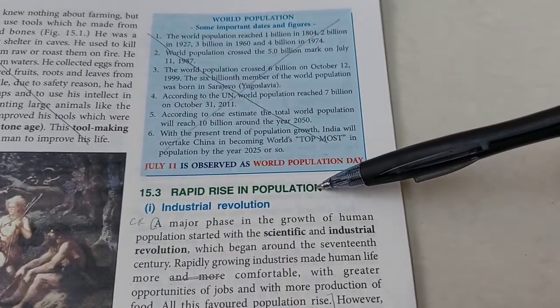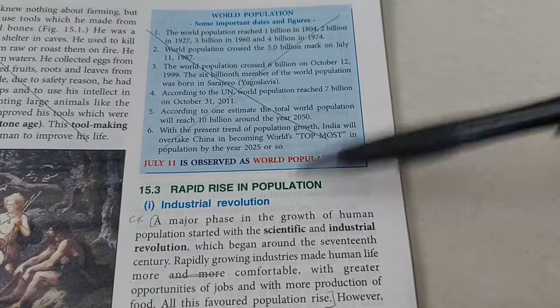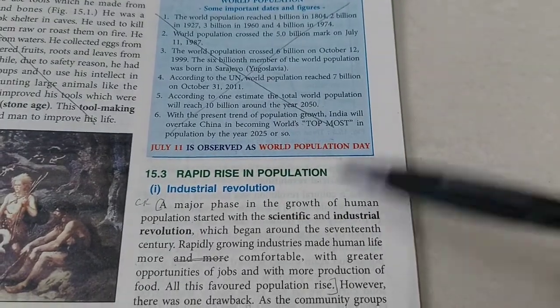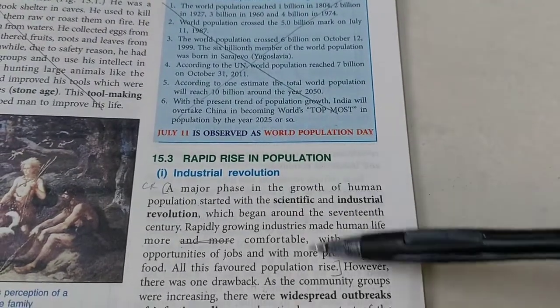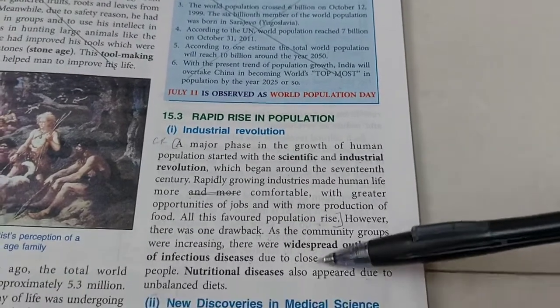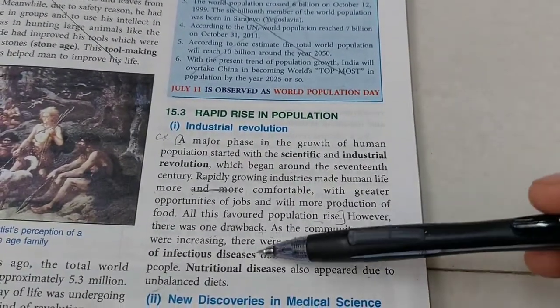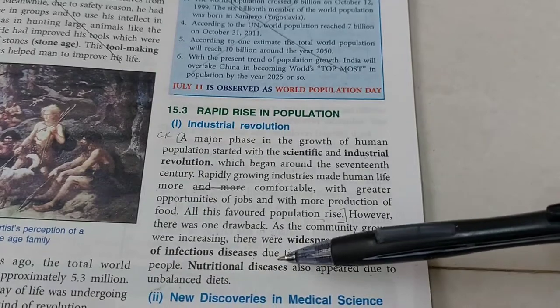Rapid rise in population. There are 2 main reasons. One is the Industrial Revolution, the Scientific and Industrial Revolution. Mark this as a give reason. There were some drawbacks as well. For example, diseases spread and nutritional diseases also appeared.